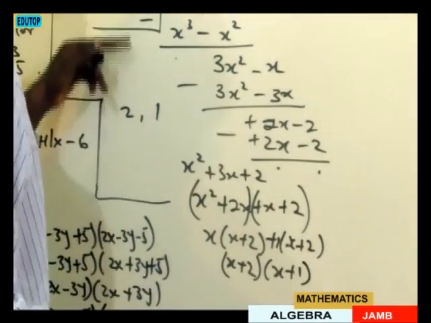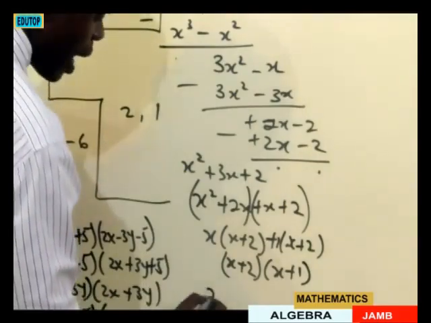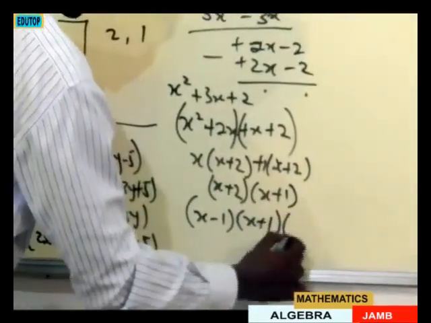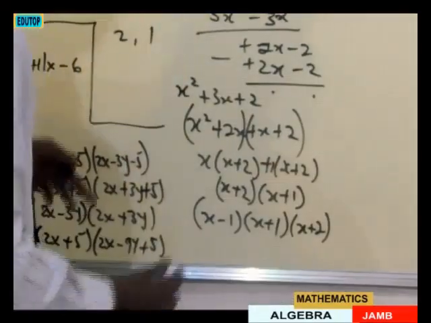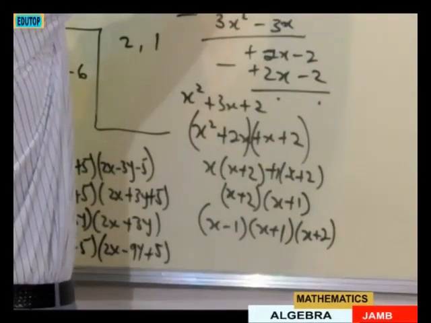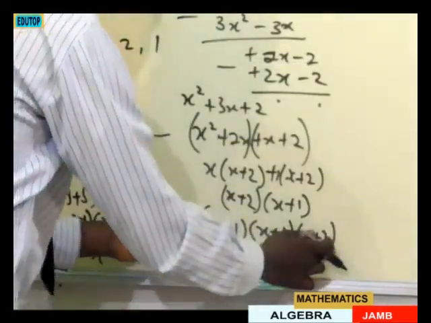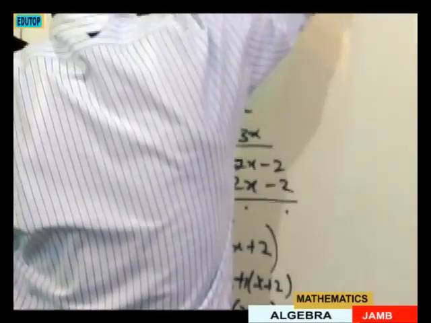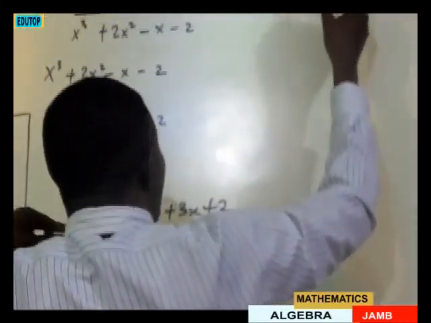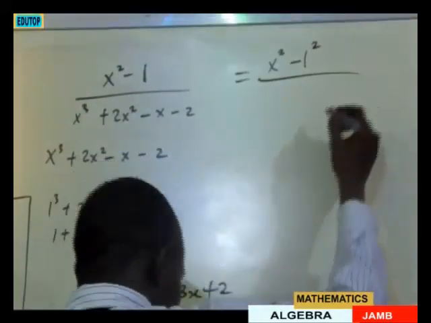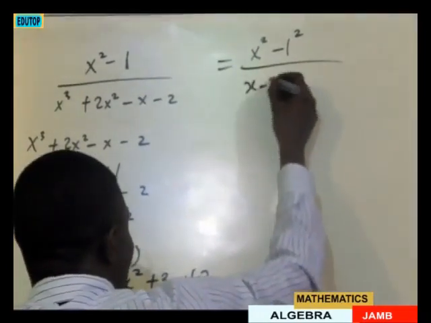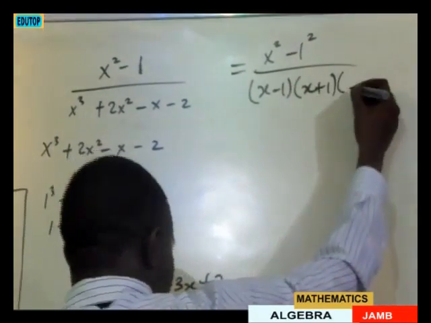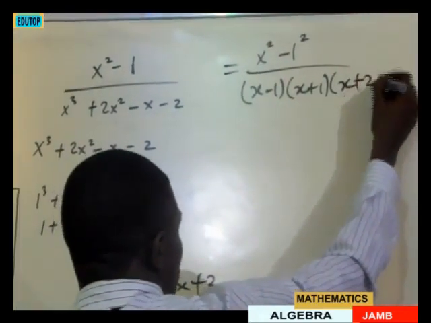So definitely I have what before? x minus 1. So I will now have x minus 1, x plus 2, x plus 1, x plus 2. You can see now I've been able to break this bigger polynomial to a simpler form. Remember that this one can also be x squared minus 1 squared, because 1 squared is still 1. So I have not violated the fundamental principle of mathematics. So I have x minus 1, x plus 1, then x plus 2.